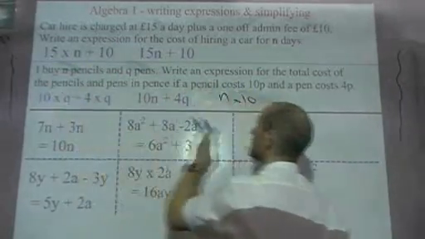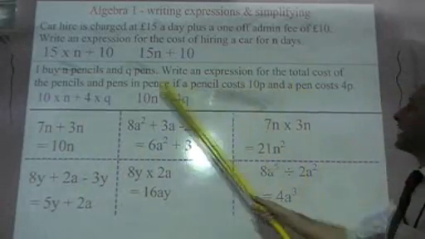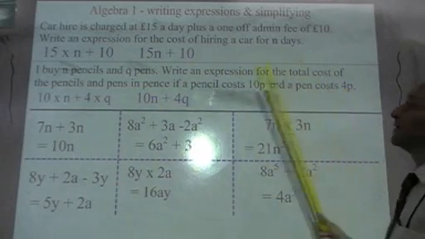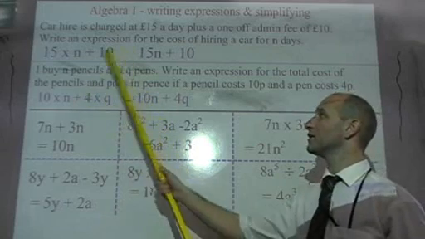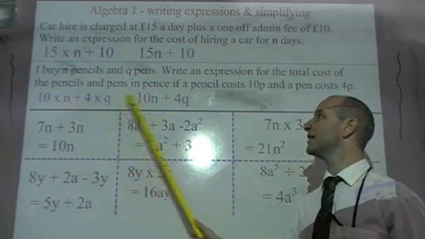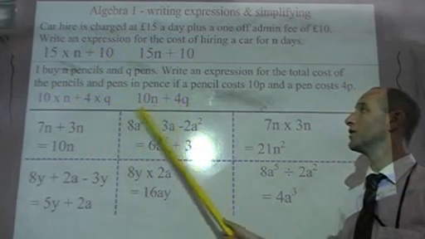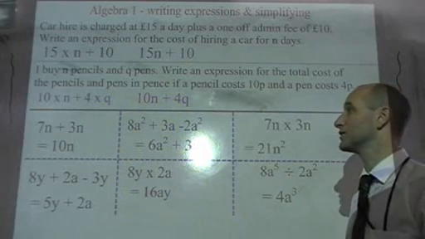So n times 10 will tell me the cost of the pencils, and similarly we have q lots of pens, and a pen costs 4p, so that's 4 times q. Again, we simplify 10n, 10 times n, 4q, 4 times q. Okay, 4q plus 10n gives us our total cost.